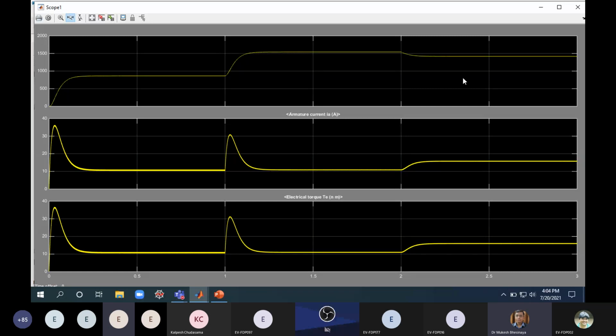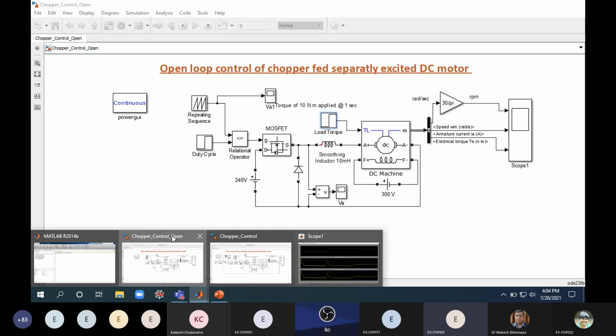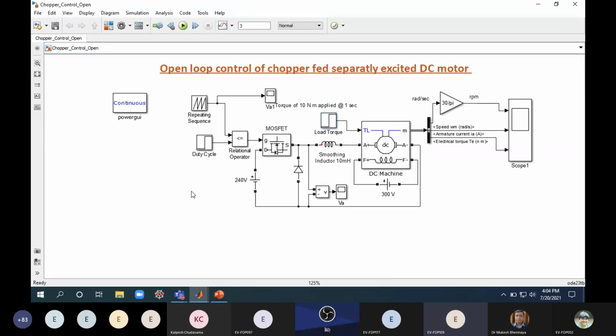Excuse me, small question. You are doing it in simulation by varying the values in the simulation model. Yes. How do you do it physically on the ground when you have this DC motor and your converter and the components are there? How do you change those duty cycles?